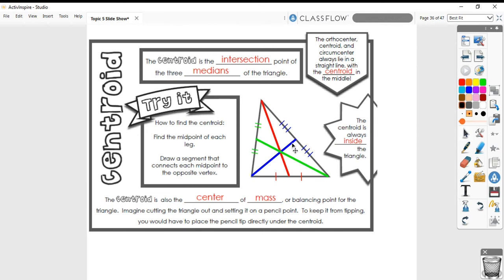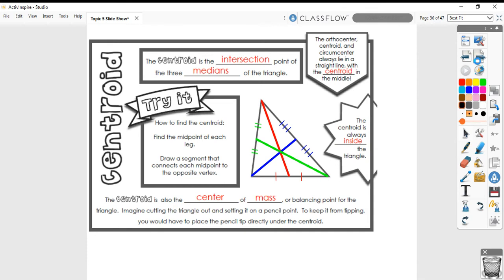All right, here's a little bit better diagram of it. You notice that we've got the vertex connected to the opposite midpoint, and we can tell it's a midpoint because this side and this side both have 3 hash marks, so they're congruent. All right, when you do that for all 3 corners, all 3 midpoints, they meet in this one point in the middle. That's called the centroid.